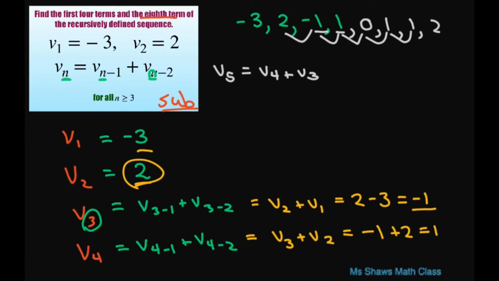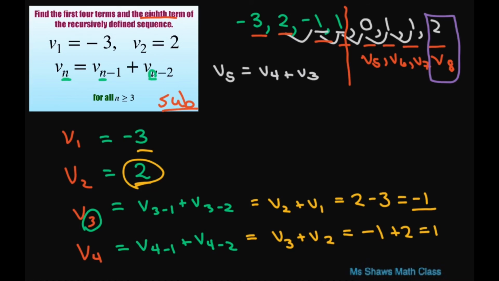Now let's see how many we have. 1, 2, 3, 4, 5, 6, 7, 8. This would be v sub 8. We already did v sub 4. This one's v sub 5, v sub 6, and v sub 7. They just asked for v sub 8. So basically, you're just adding the previous 2 terms to get to the next term.